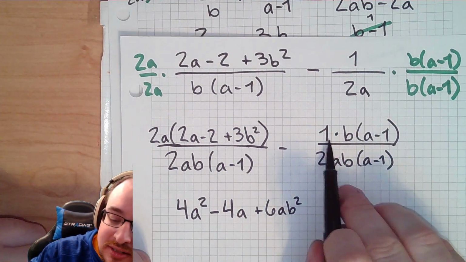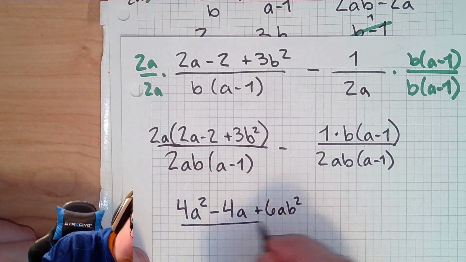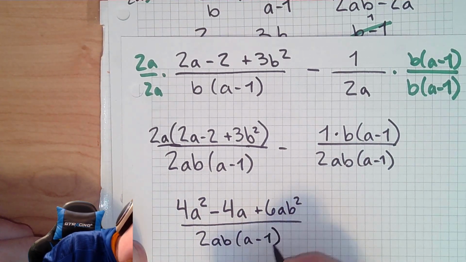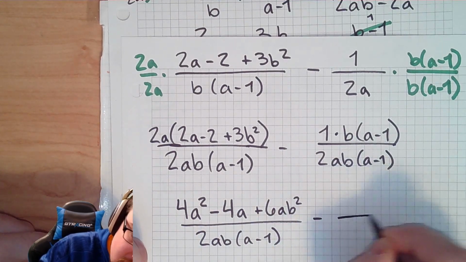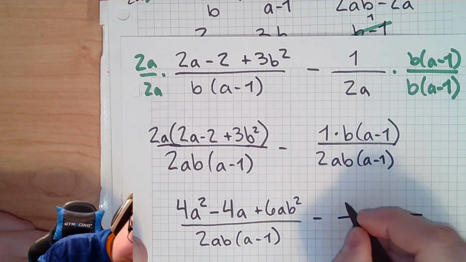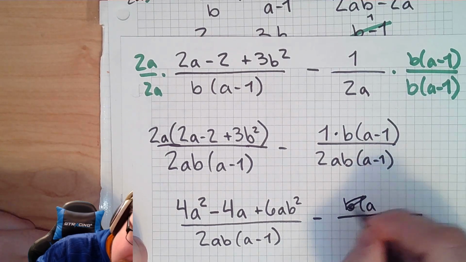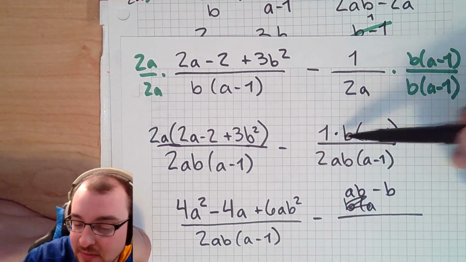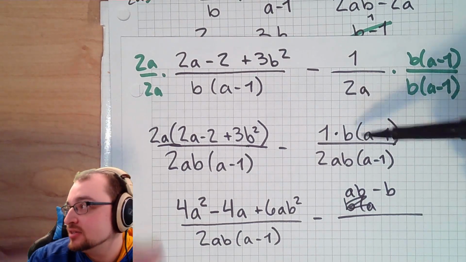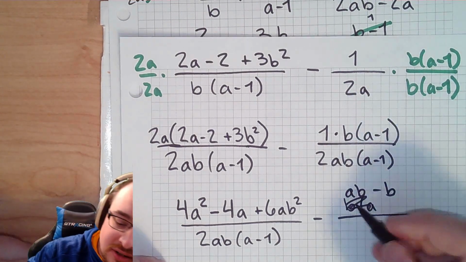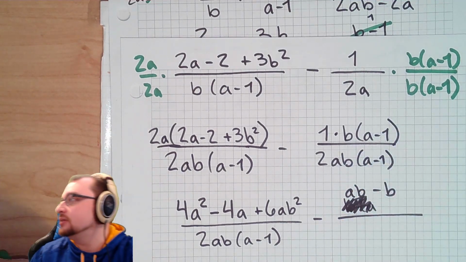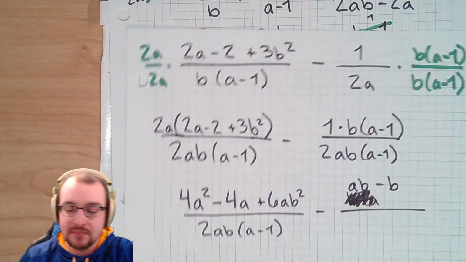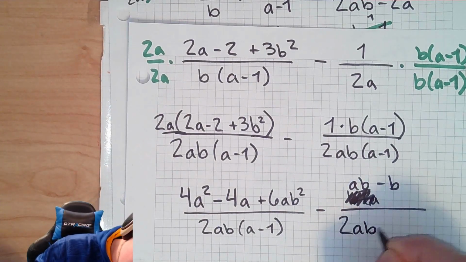Then we've got 1 times b. Here, I'll put that all over this. I can distribute this too, but I'm not going to. 1 times b times that is just b times a minus 1. Oh, and let's distribute the b. We get ab minus b. So 1 times b is b times a is a, b times negative 1 is negative b. So we end up with ab minus b. Again, right in alphabetical, ab minus b. All over 2ab, a minus 1.